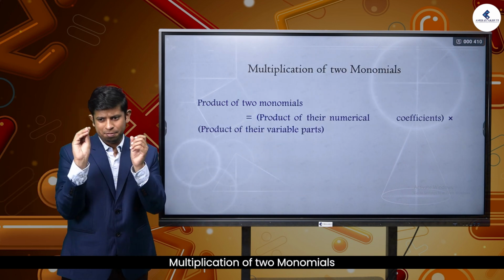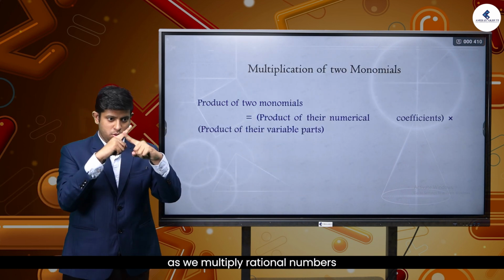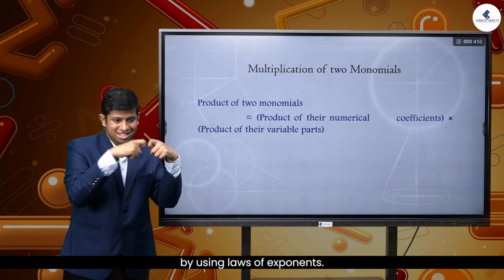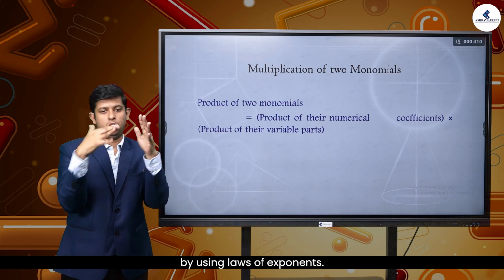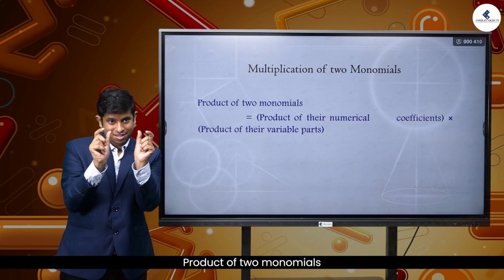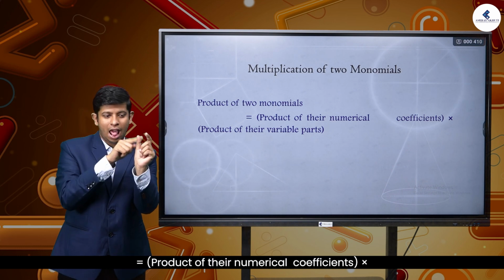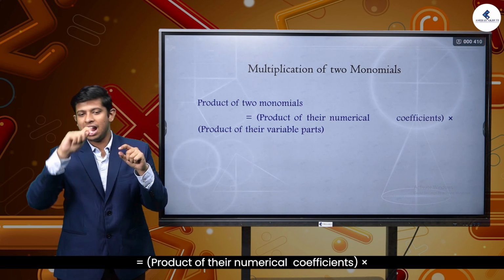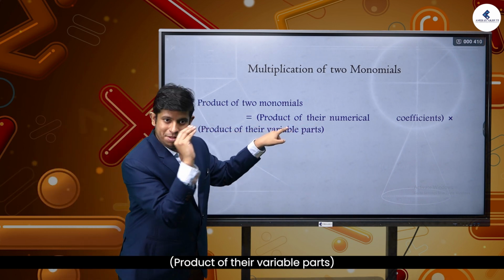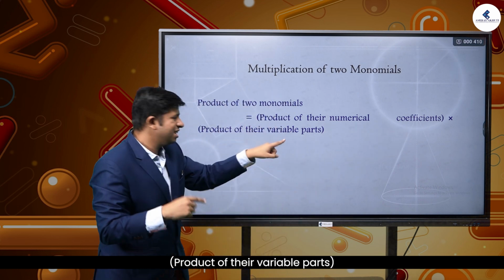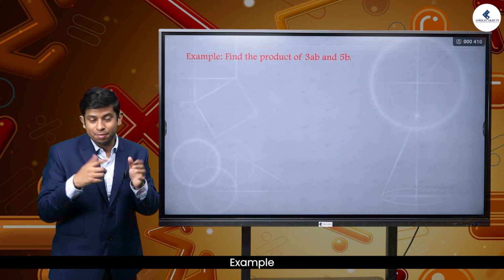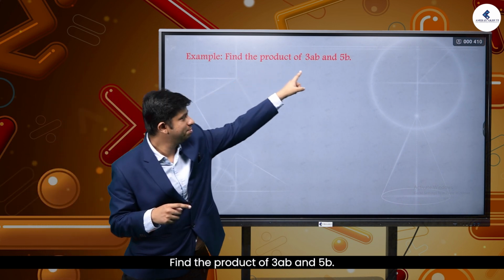Multiplication of two monomials. When we multiply constants, we multiply them as rational numbers, and we multiply the same variables by using laws of exponents. Product of two monomials is equal to product of their numerical coefficients into product of their variable parts. Example: find the product of 3ab and 5b.